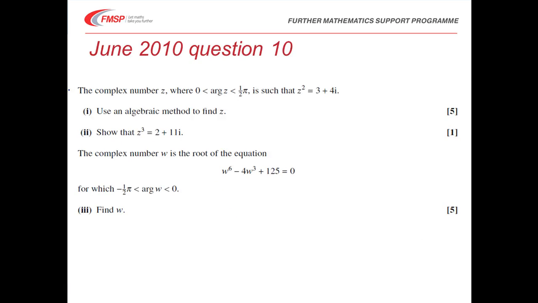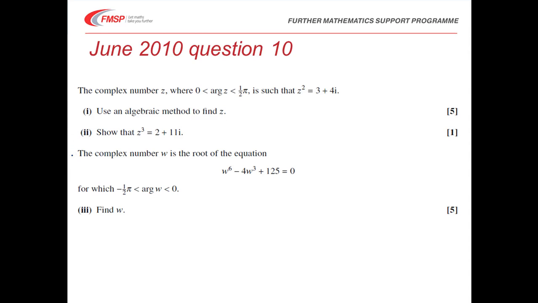We're told that the complex number z has an argument between 0 and a half pi and is such that z squared is equal to 3 plus 4i. We're asked to use an algebraic method to find z. And then in part 2 we're asked to show that z cubed is equal to 2 plus 11i.